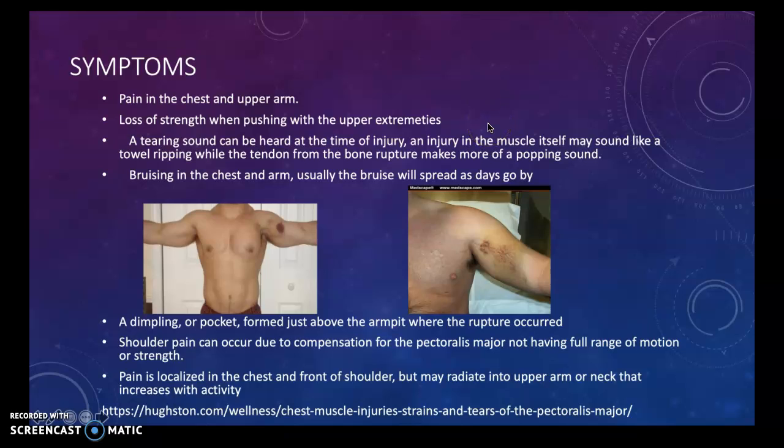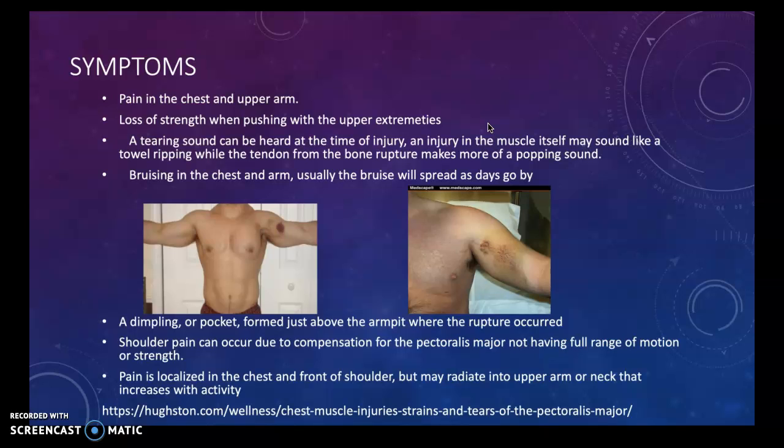So symptoms of the pectoralis major tear: you can have pain in the chest and the upper arm. You have loss of strength when pushing with upper extremities. There can be a tearing sound that can be heard at the time of the injury, and an injury in the muscle itself may sound like a towel ripping, while the tendon from the bone rupture makes more of a popping sound. You can have bruising in the chest and arm. Usually the bruise will spread as days go by.